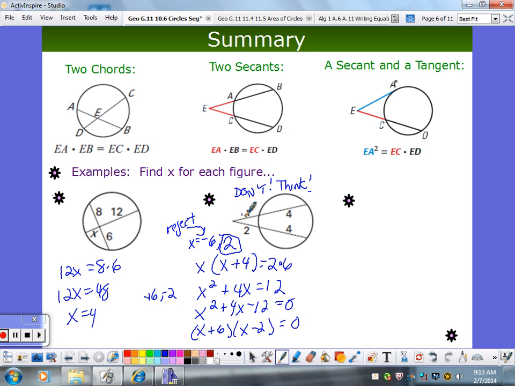2, I'm looking at. 2 does work. And when you think about it, this one's kind of a silly one. 2, I mean, yeah, they're like nice congruent pieces here. So you have to consider both answers.